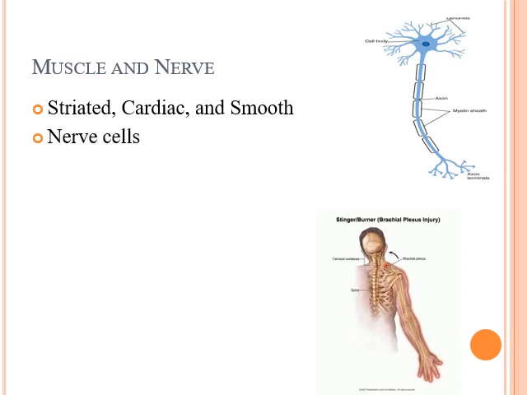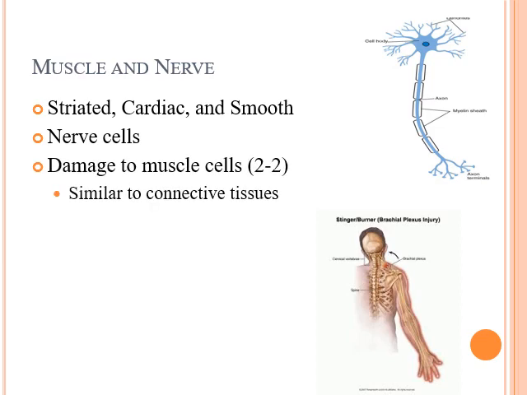With nerve cells, if we look at the nerve cell up there, we have different parts of the nerve cell. You have the dendrite, the cell body, and the axon. The dendrites bring information to the cell body. The axon takes information away, so we know nerves communicate with each other throughout the body for various functions.